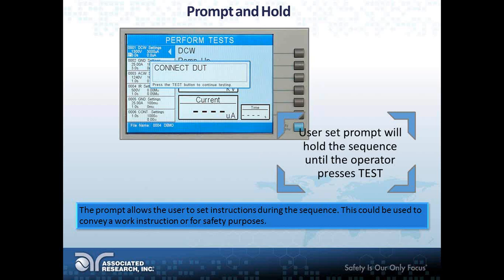So most of our units, the Hipot 3, I do not believe has this feature, but the Omnia series has it. The 620L line check unit has it, and I believe the Ultra 3 or 7600 series units might have prompt and hold as well. So it's something you might want to take advantage of if you aren't already.